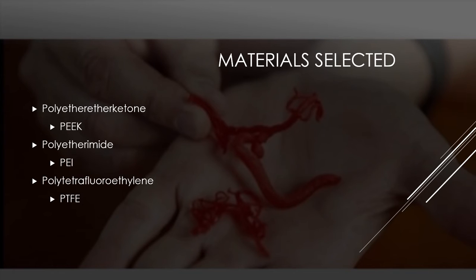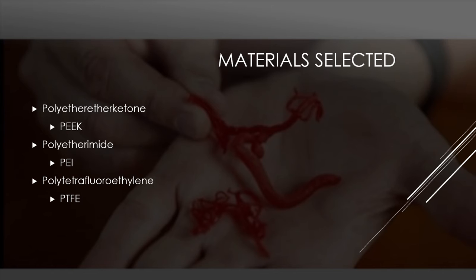For this project, materials that were selected included polyether ether ketone, or PEEK, which is a bioactive polymer. This polymer has a chemical structure that is able to withstand high temperatures and any kind of damage that might have been caused by chemicals or radiation. It also has a strength that is greater than most metals.